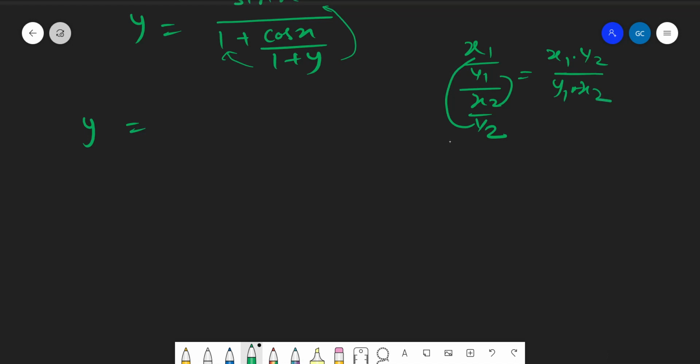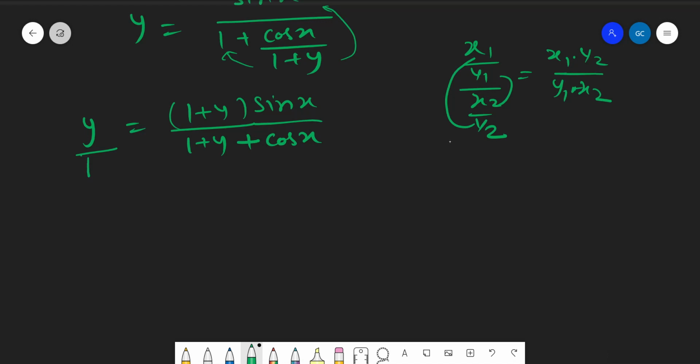Okay, so now it will be 1 plus y of sine of x divided by 1 plus y, so it will multiply with this plus of cos of x. Okay, guys, so as you can see, we have found a simpler form of it. Now let's simplify again.